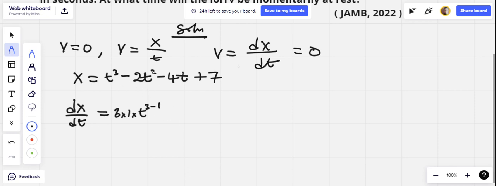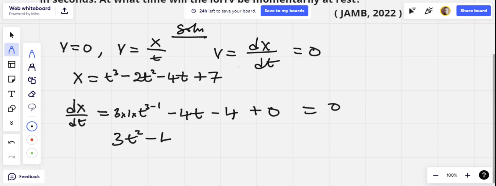So we move on. If you differentiate the second term, that will be minus 4t. Differentiate the third term, that will be minus 4. Differentiate the last one, which is a constant, that will be 0. Then you equate it to 0. So here will be 3t raised to the power of 2 minus 4t minus 4 equals 0.